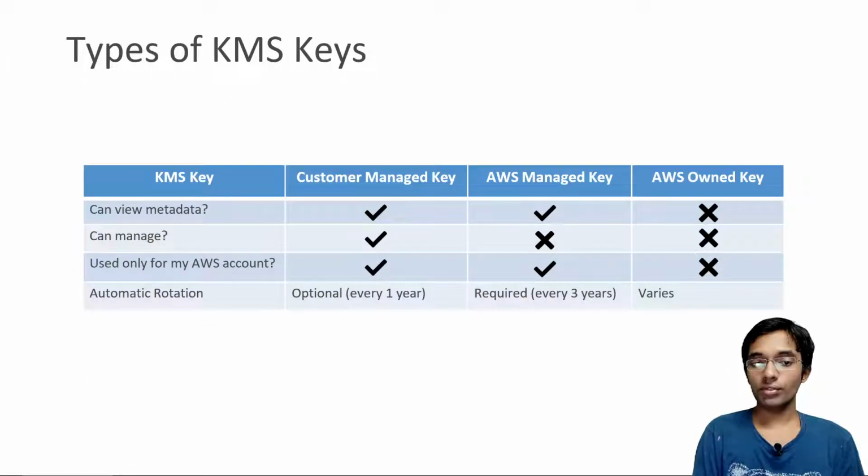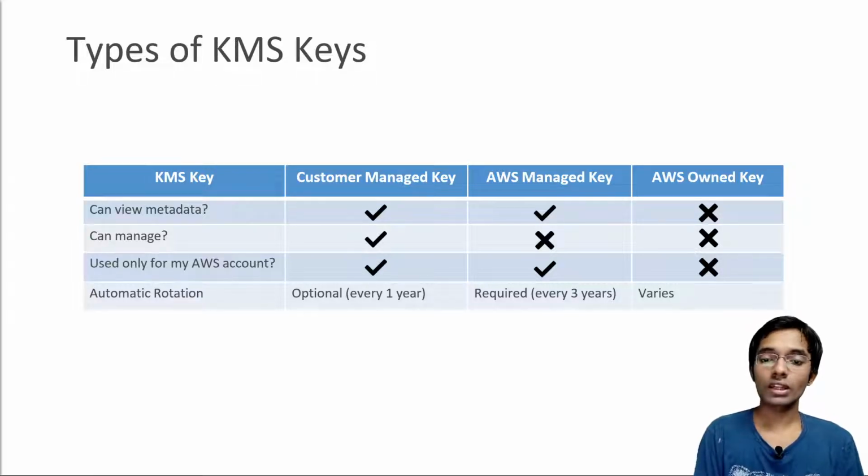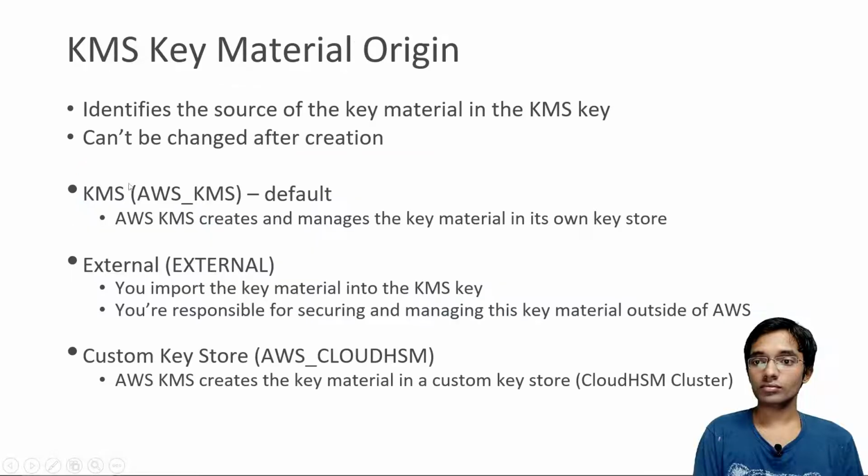Okay, so now if we want a summary of the different types of KMS keys. For the customer managed keys, you can view metadata and manage it, you can also use them in your accounts, and you can have an automatic rotation every 1 year. The AWS managed keys can be used in your accounts, but you cannot manage them, and they are required to be rotated every 3 years, and this is automatic. And then for the owned keys, you just know that they exist, but you cannot use them or even see them.